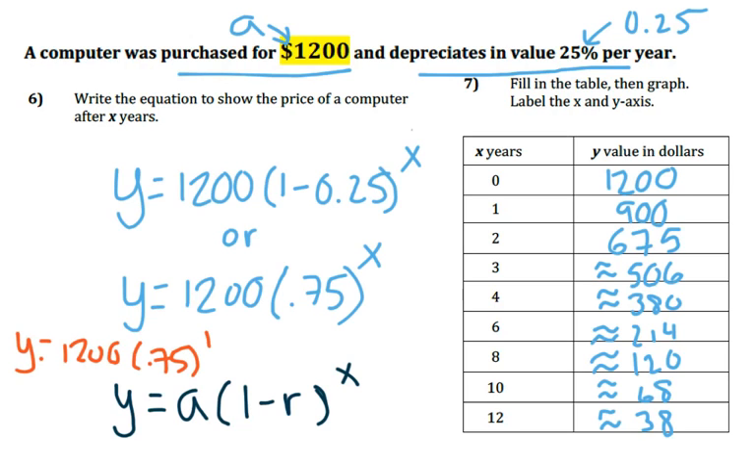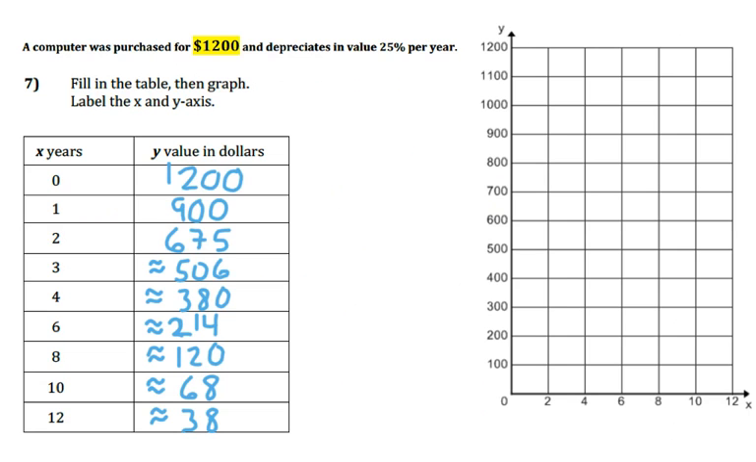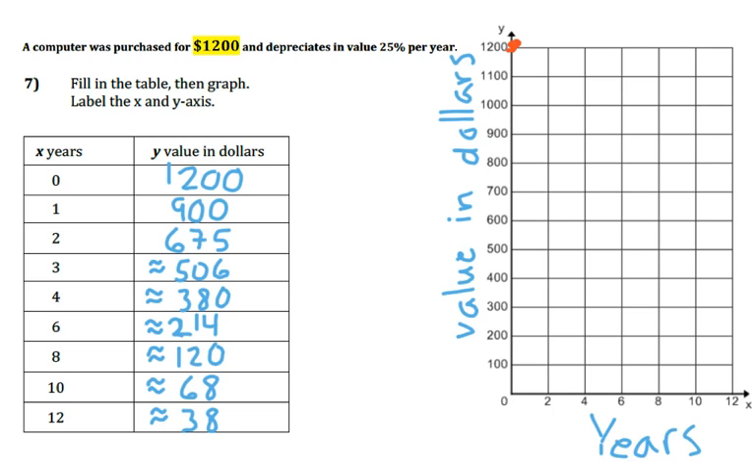Now that we have these values, we're going to graph. So we're going to label the x-axis as years, and we're going to label the y-axis as the value in dollars. Now that we have those axes labeled, we'll plot our points. So 0, and then we have 1,200, which will be right at the top on the y-axis. Then we have 1 and 900. Notice that's in between the vertical lines of our coordinate plane, because on the x-axis we're going by 2's.